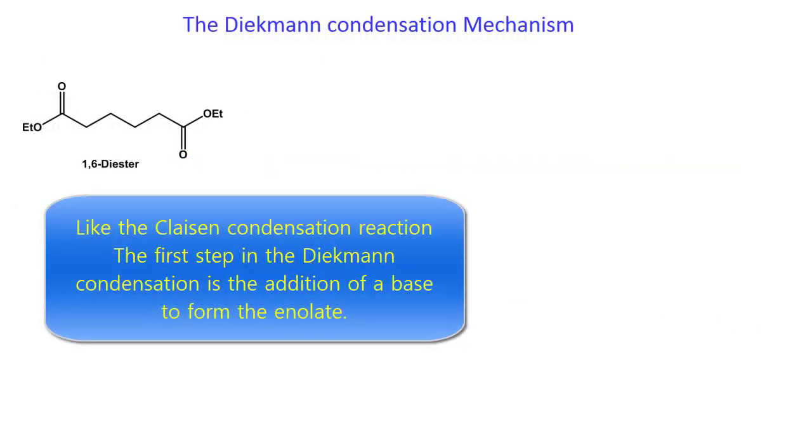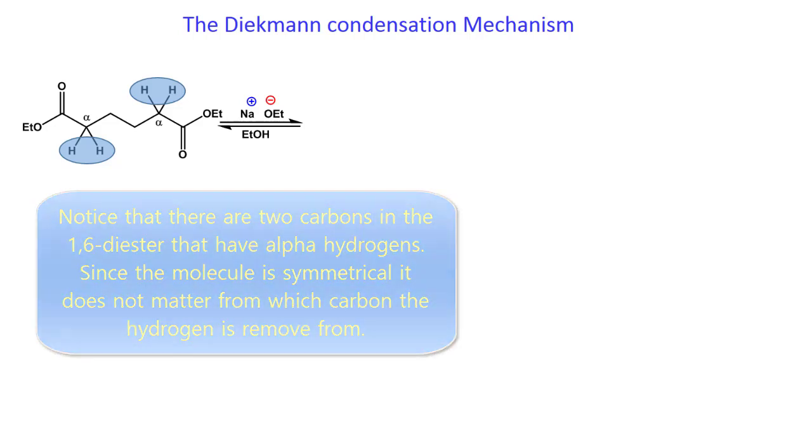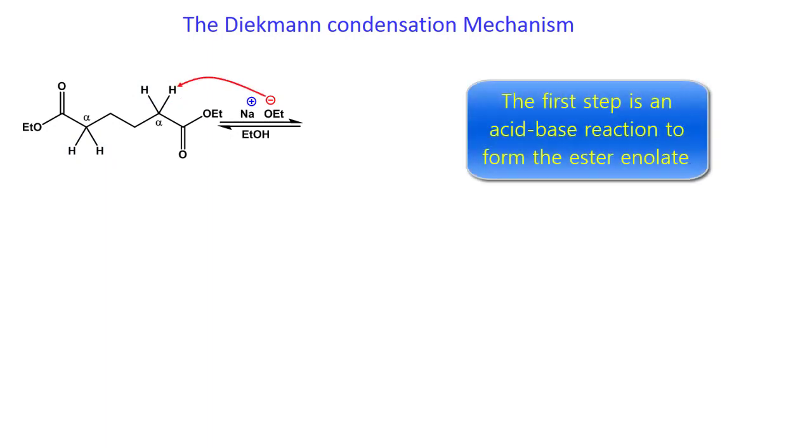Like the Claisen condensation reaction, the first step in the Dieckmann condensation is the addition of a base to form the enolate. Notice that there are 2 carbons in the 1,6 diester that have alpha hydrogens. Since the molecule is symmetrical, it does not matter from which carbon the hydrogen is removed. The first step is an acid-base reaction to form the ester enolate.